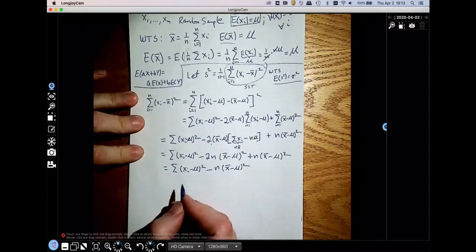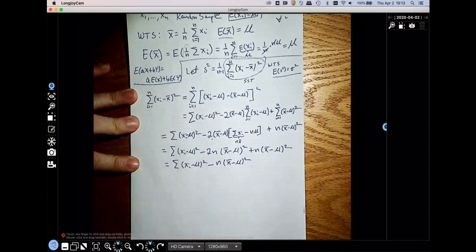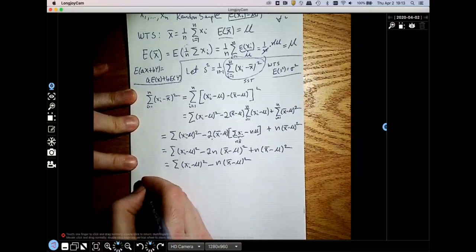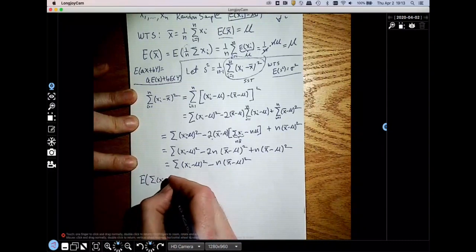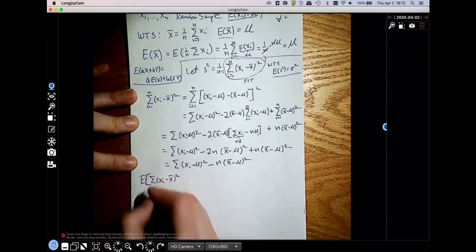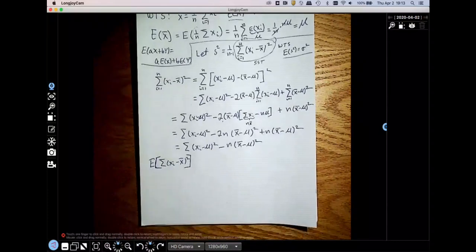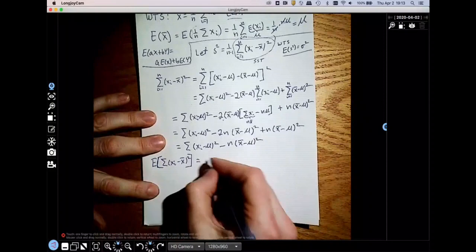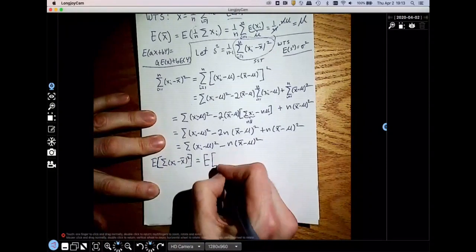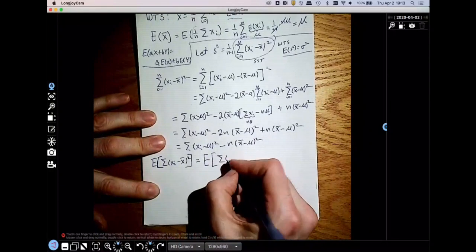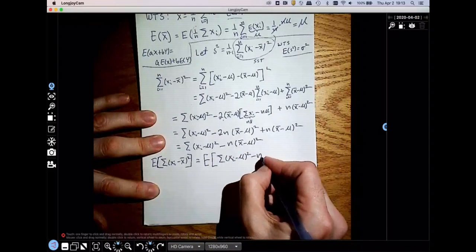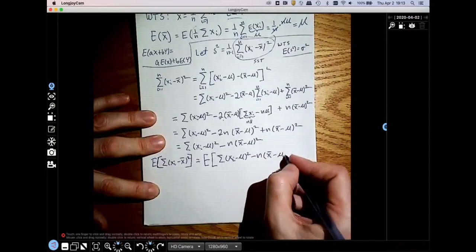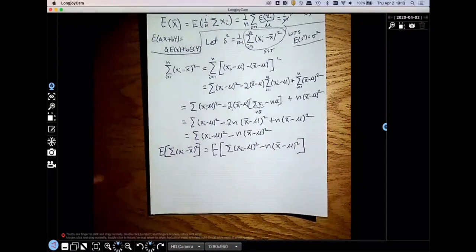Now, let's go take the expectations of both sides. So the expectation of this thing is, well, the sum of xi minus x bar squared. Let's make those square brackets. And this is equal to the expectation of the sum of xi minus mu squared minus n times x bar minus mu squared, and close your brackets.